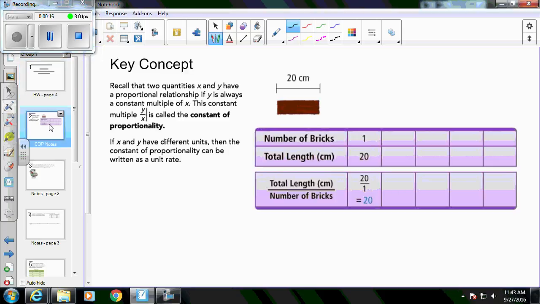So, let's move this mouse out of the way. Our first slide talks to us about the key concept.